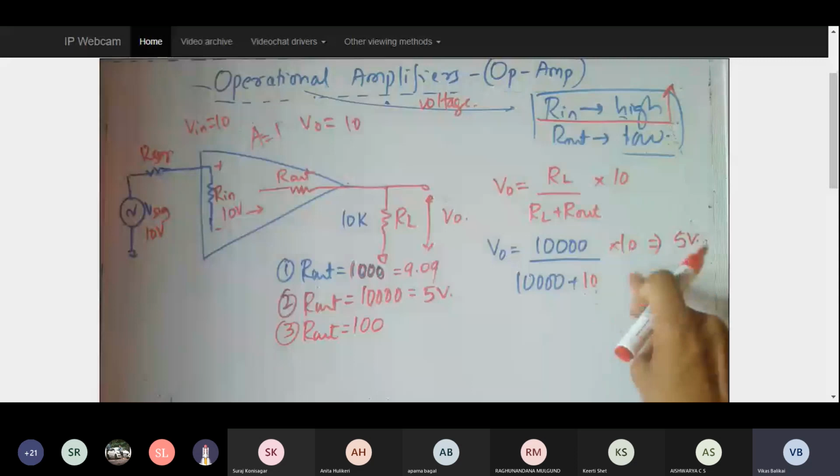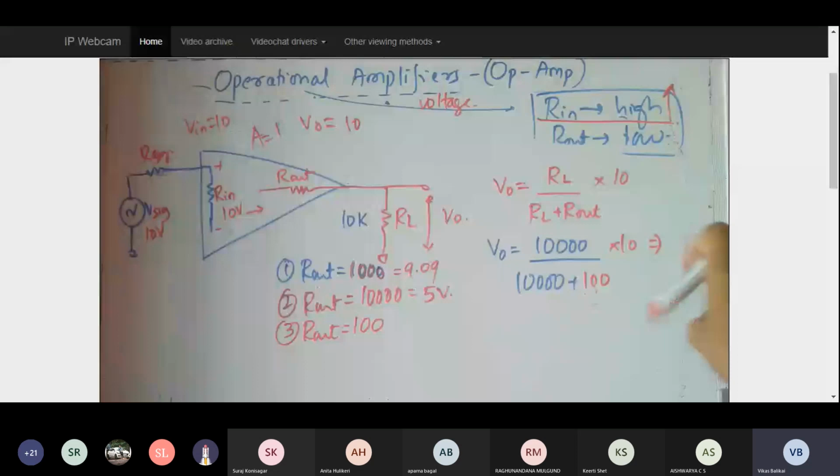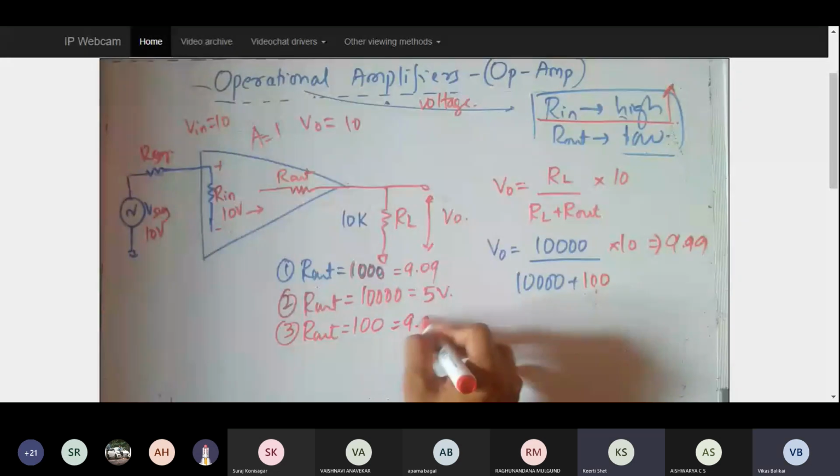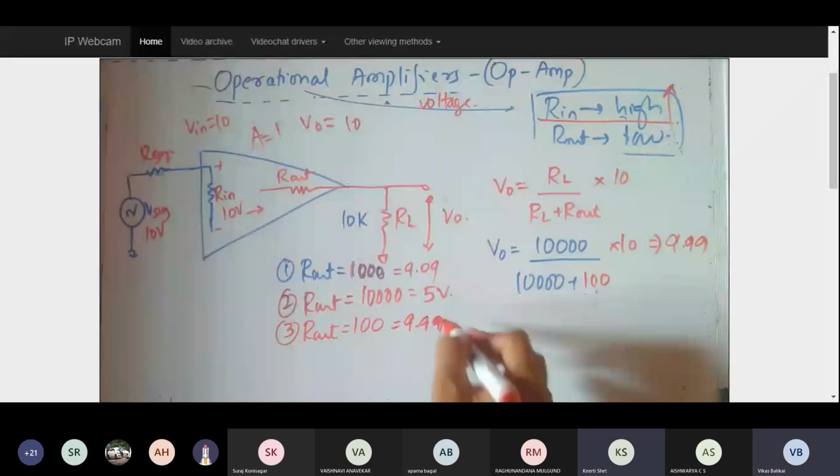What will be the resulting outcome? 10,000 divided by 10,000 plus 100, into 10. What will be the output voltage? 0.99? No, it can't be 0.99. 9.9. Yeah, exactly, 9.9. Are you able to interpret something over here?